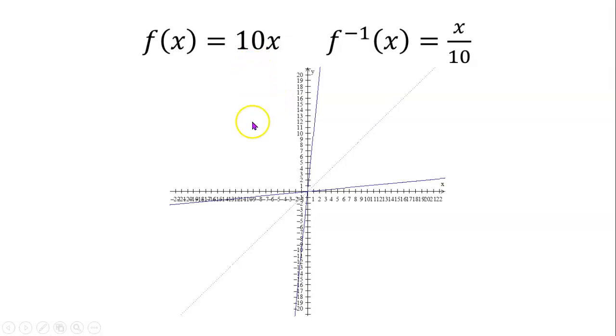And then compare the function 10x with its inverse, the function x divided by 10. Again, start with one, reflect it across the line y equals x, you get the other graph. One graph includes the point (1, 10). The other graph includes the point (10, 1). You get the point (2, 20), and then here's the point (20, 2).